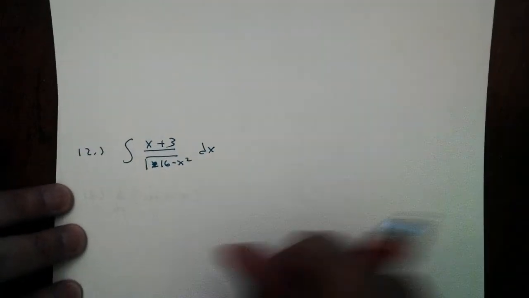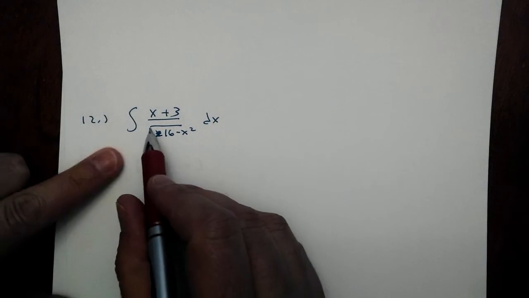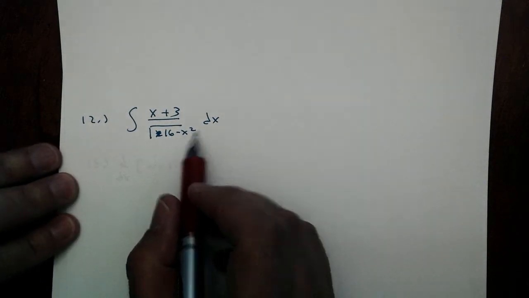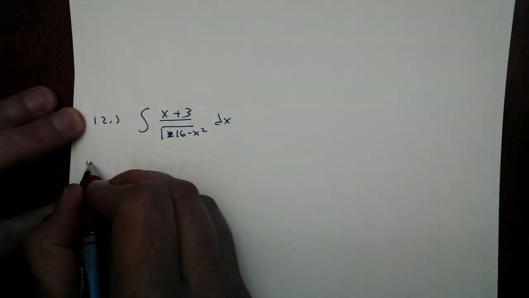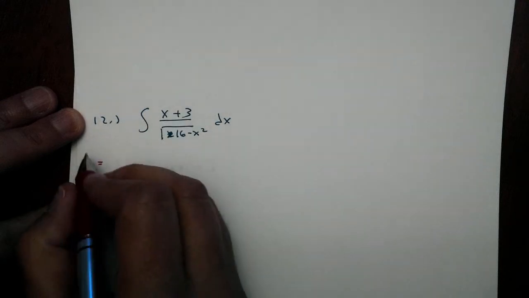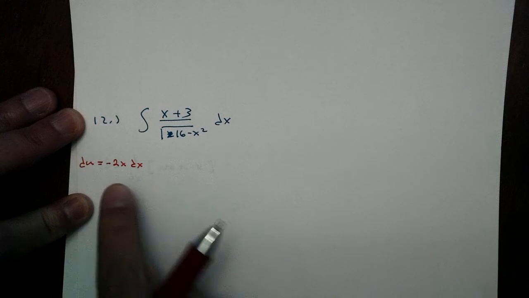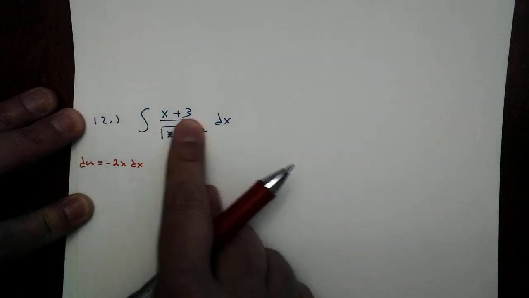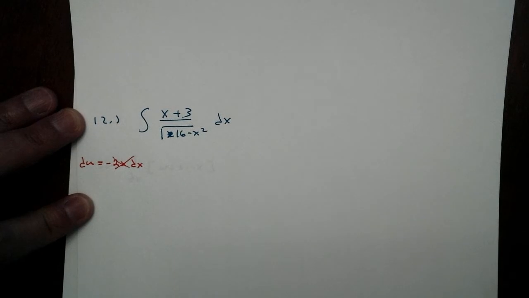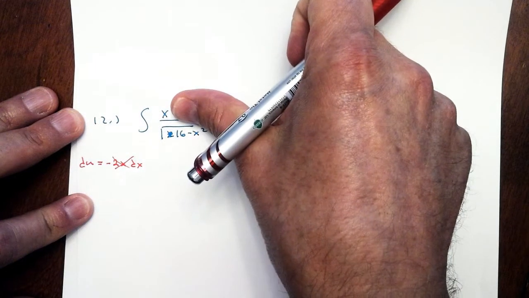All right, so for number 12 here, this is from one of my worksheets. We're looking for the antiderivative of x plus 3 over the square root of 16 minus x squared. So again, I'm going to try u substitution. My u would be the 16 minus x squared, so my du is going to be negative 2x dx. And again, that's not going to cancel with anything on top, so I really can't use u substitution right now. However, I could use u substitution if I didn't have that 3.